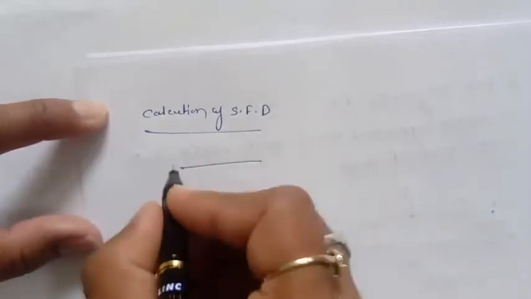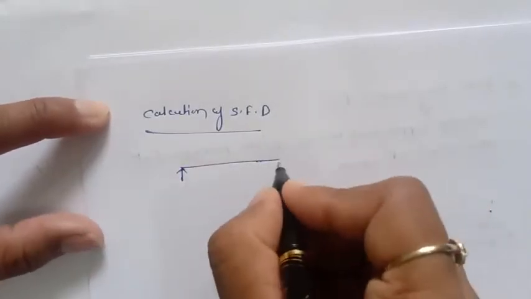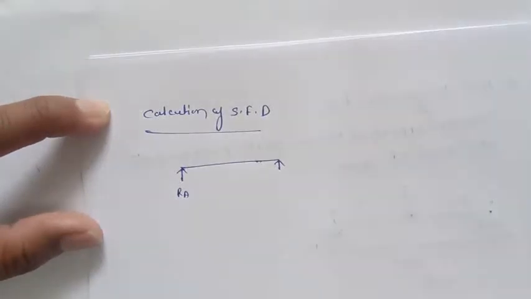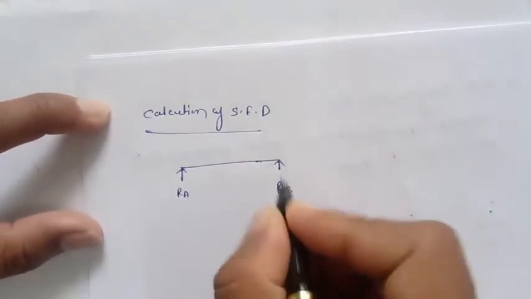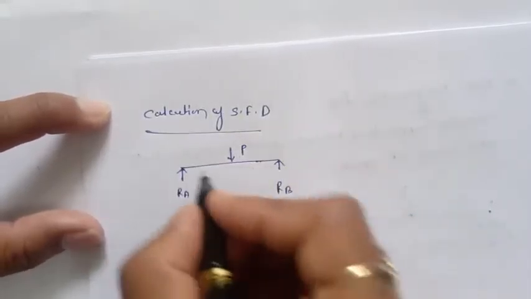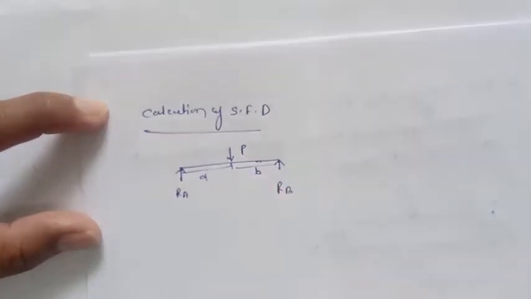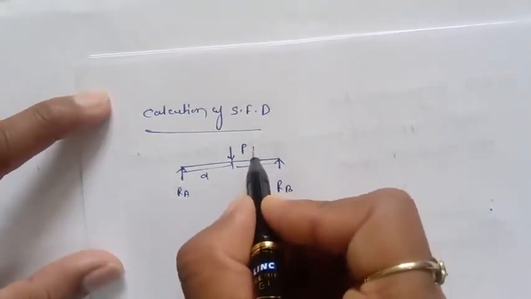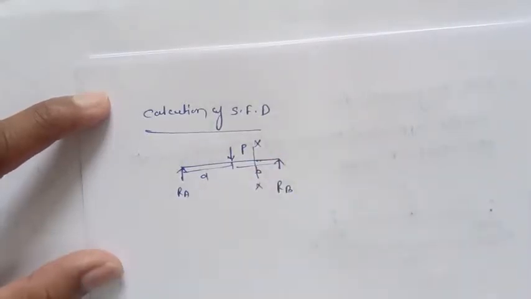Calculation of the shear force diagram. Now for that, we take a section, because we know that the shear force is calculated up to that section. RA is PB by L, this is RB, and this is the load P. This is A, this is B. To find the shear force diagram, we take the section XX at any point, with X equal to 0 at one end and X equal to L at the other.